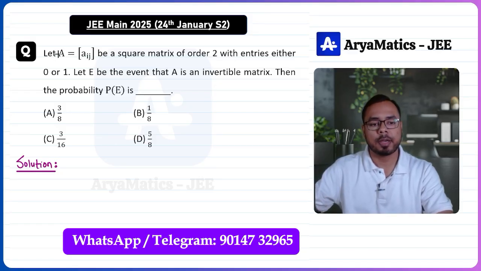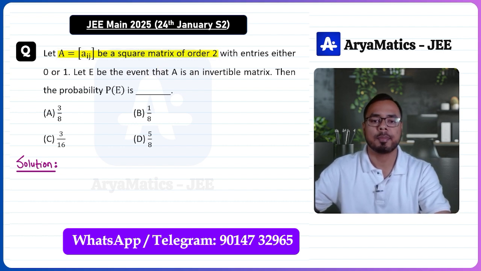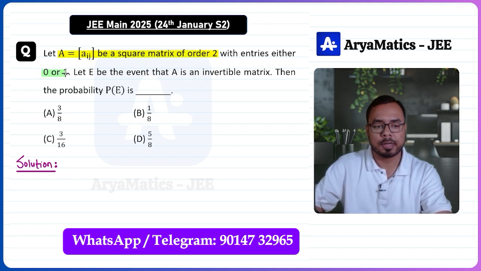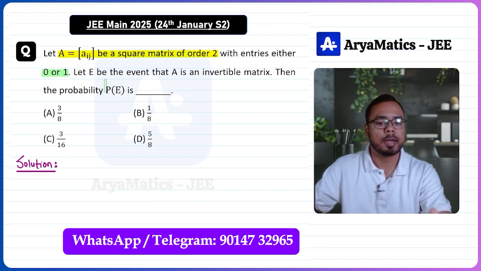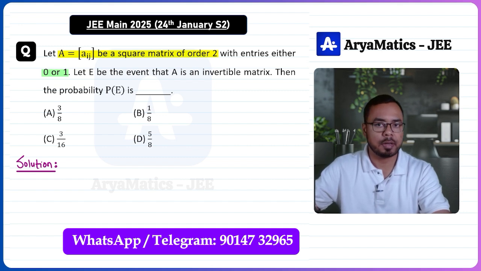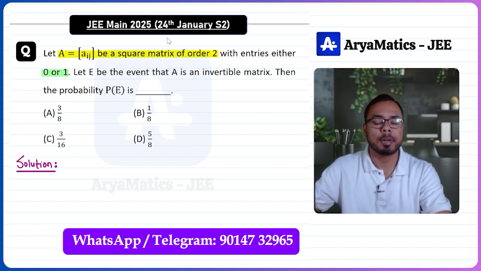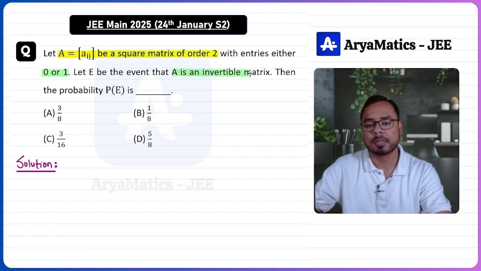Let A be a square matrix of order 2 with entries either 0 or 1. So we have a 2 cross 2 matrix and each entry is either 0 or 1. Let E be the event that matrix A is an invertible matrix. Invertible matrix means the determinant of that matrix is non-zero. So then we have to find the probability of this event E.